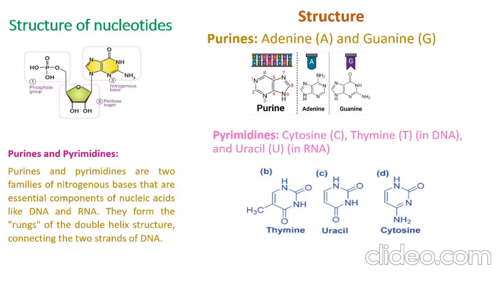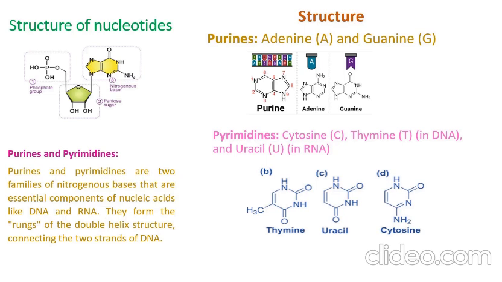Structure of nucleotides. Nucleotides are composed of nitrogenous base, pentose sugar, and phosphate group. Purine and pyrimidine are the two families of nitrogenous bases that are essential components of nucleic acids like DNA and RNA. They form the rungs of the double helix structure connecting the two strands of DNA.